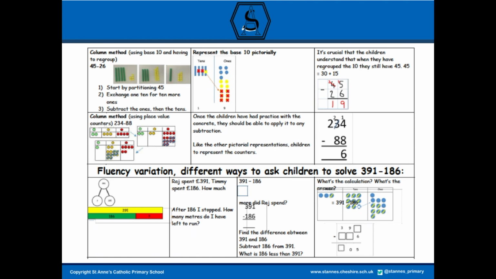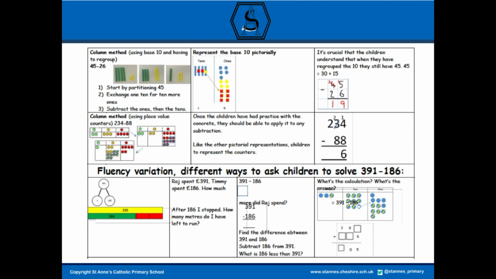Now we're moving on to regrouping, which is trickier, which is mainly year 2 this will take place in. So we have 45, we partition 45 into 4 tens and 5 ones. Now we need to take away 26, so we need to take away the 6 ones first. We can't do it because there isn't enough ones, so we regroup 1 ten for 10 ones.